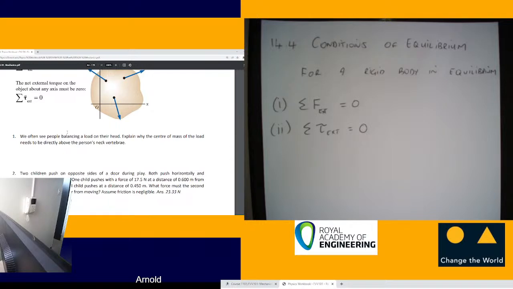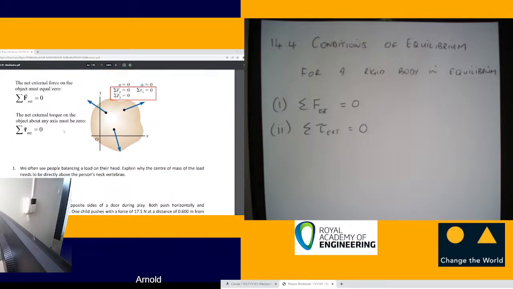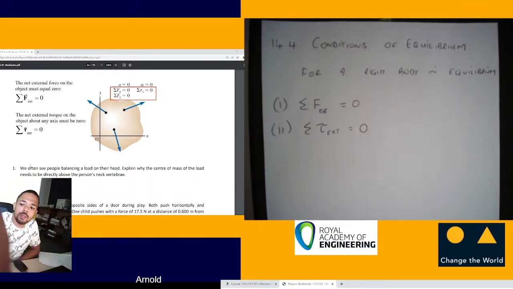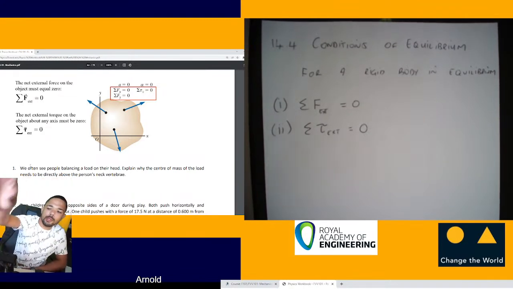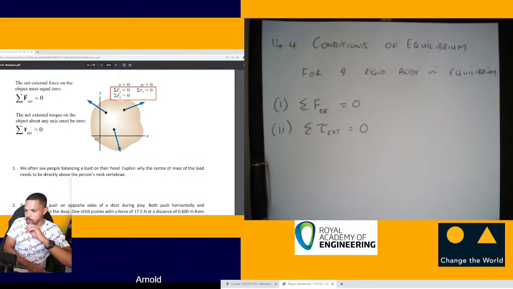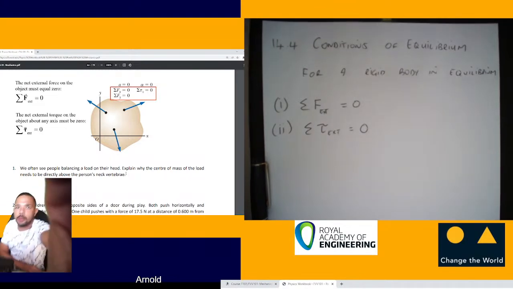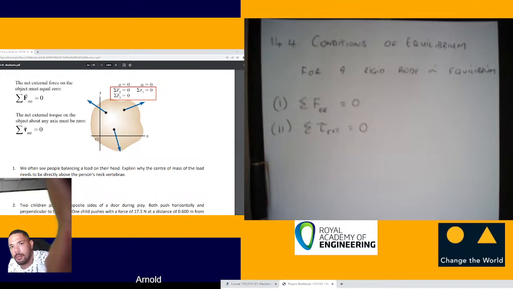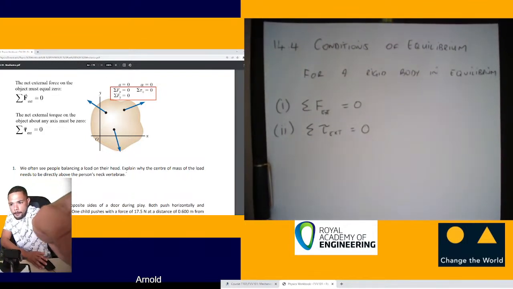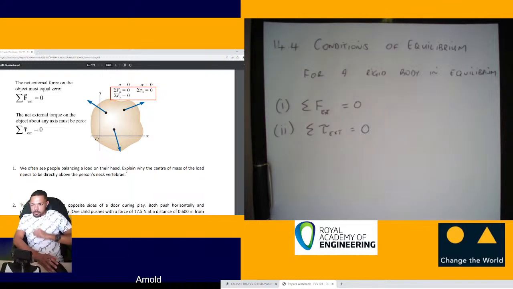Okay. Let's look at this problem. Okay, it says here, number one, we often see people balancing a load on their head. Okay, this camera has moved. Sorry, I knocked the camera out of direction now. There we go. Let me just switch it off, rather. Trying to fix it. Okay.